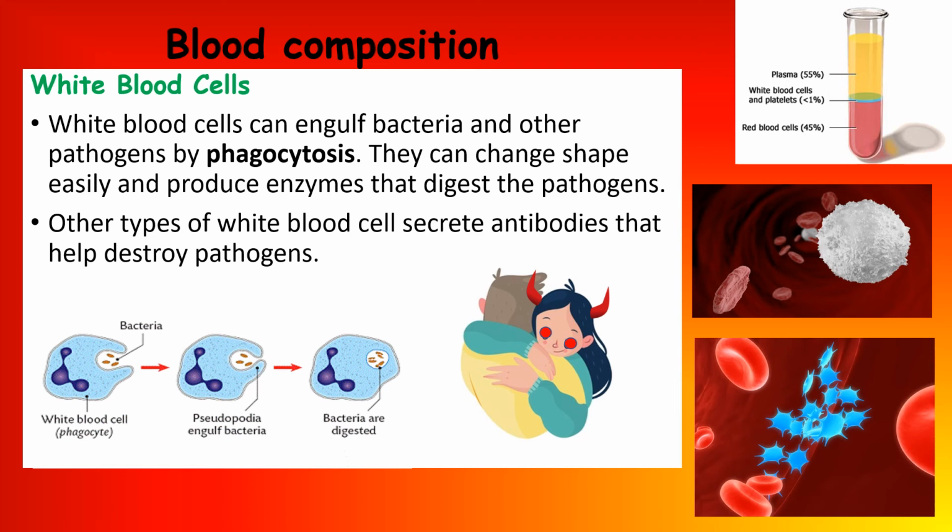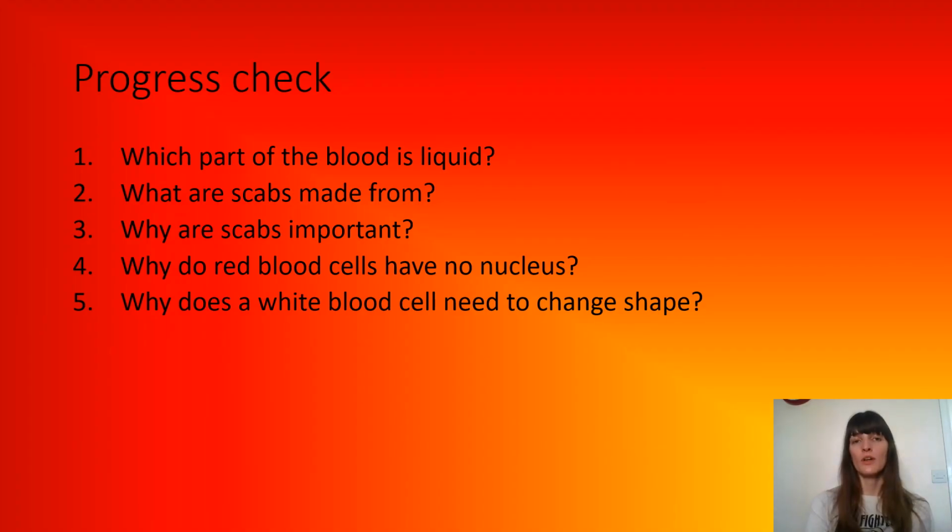We're going to do another progress check here. Which part of the blood is liquid? What are scabs made from? Why are scabs important? Why do red blood cells have no nucleus? And why does a white blood cell need to change shape?